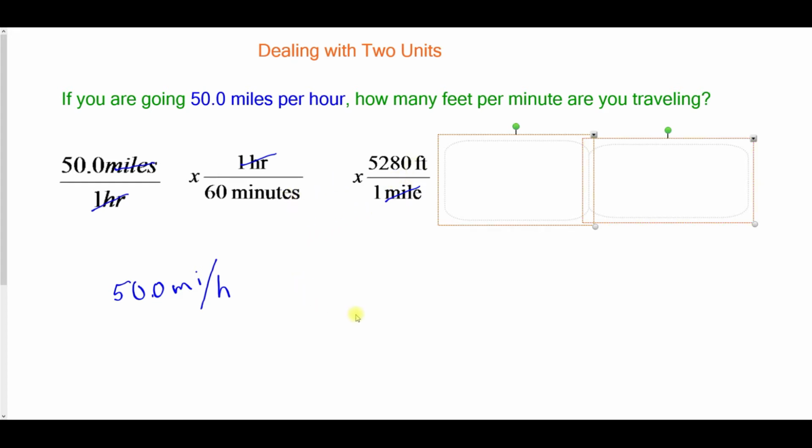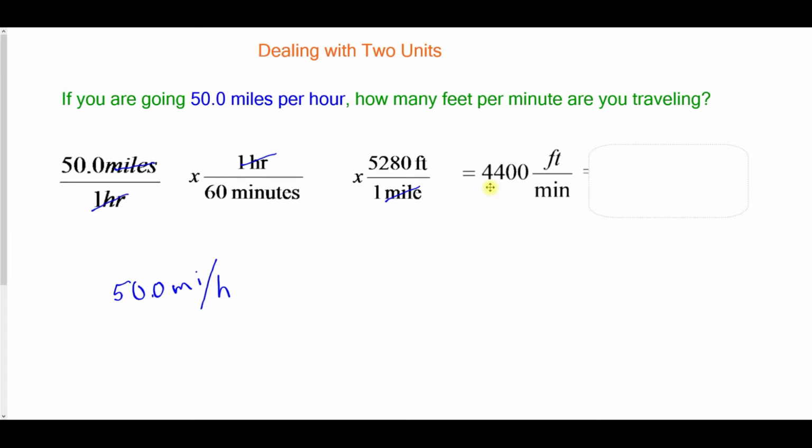I'm done with my conversions, and now I just need to calculate. I have 4,400 feet per minute. I started off with 3 sig figs. So I need to end with 3 sig figs. There's no way to round this to 3 sig figs. So I use my handy dandy scientific notation, and now I have 3 sig figs.